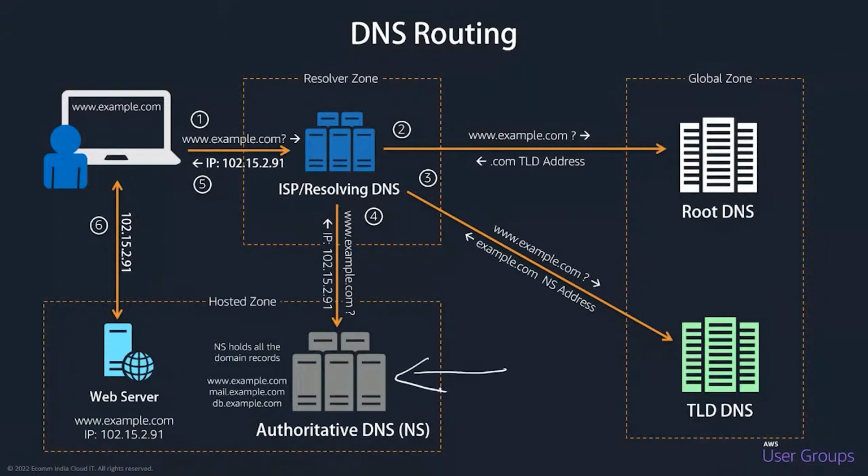This is your Route 53. Basically, you are going to add your domain to Route 53, and this is your EC2 instance. You're going to add your domain in Route 53, and all of the records will be created inside Route 53. So all of the records for www.example.com, mail.example.com, db.example.com, etc. will be created inside your Route 53, which will act as the authoritative DNS for your domain.